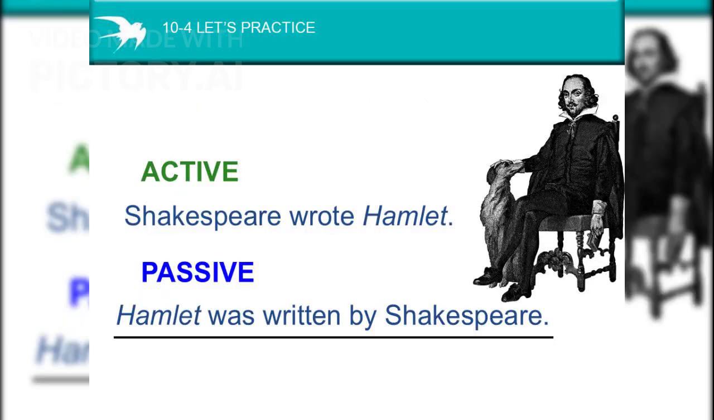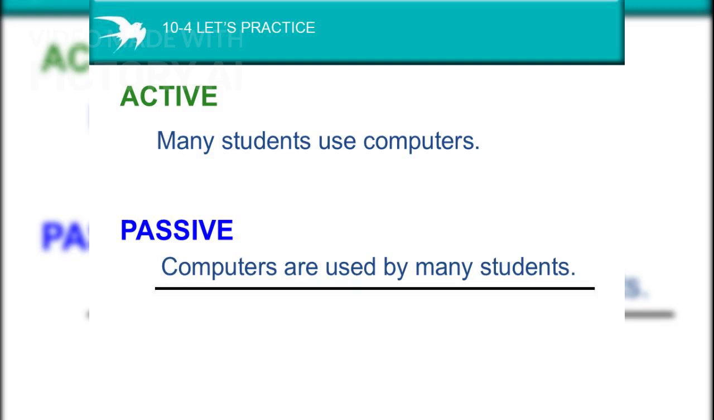Let's practice transforming sentences from active to passive voice. For example, Shakespeare wrote Hamlet, becomes, Hamlet was written by Shakespeare. Another example of active to passive transformation is, many students use computers, which changes to, computers are used by many students.